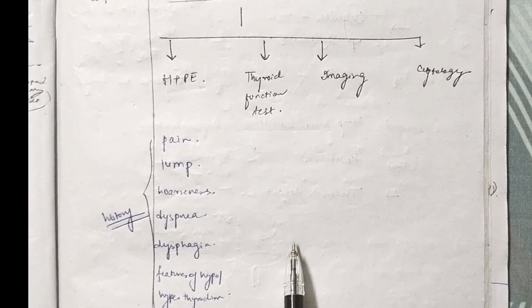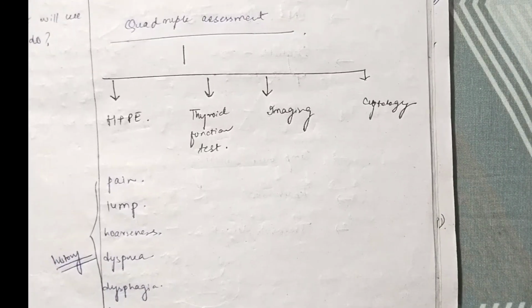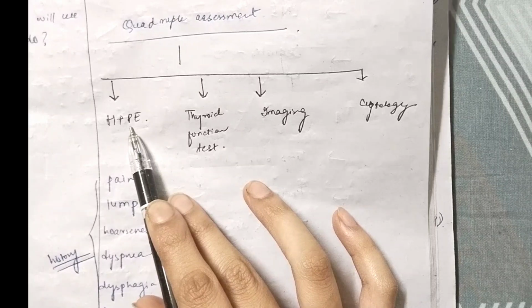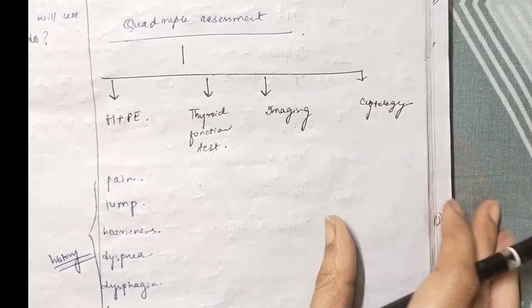And as I am repeatedly telling, as this is a swelling in the neck, you have to ask features of hypo and hyperthyroidism. So basically, we do a quadruple assessment in which history and physical examination is the first thing, which is for every case that you take up. Then there is a thyroid function test, then there is imaging, and then there is cytology.